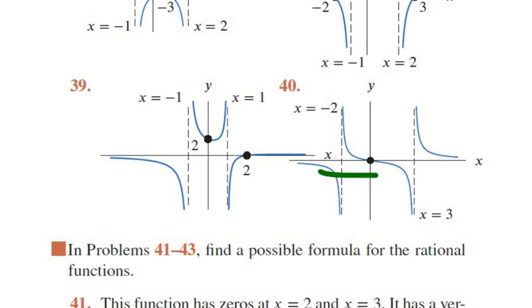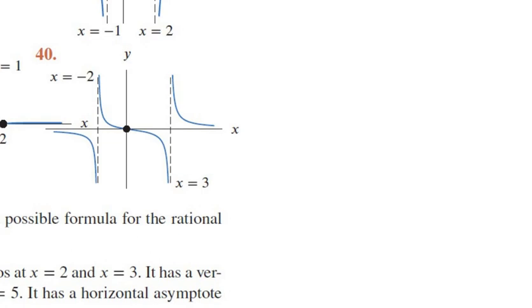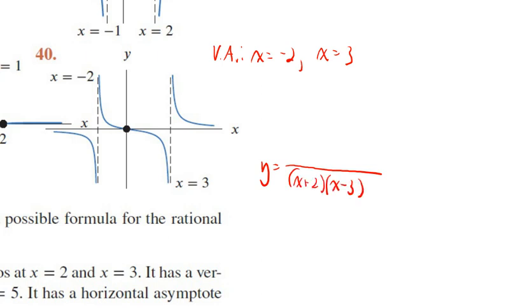All right. Let's do number 40 and maybe one of the word problems. All right. This one here, I've got two vertical asymptotes, x equals -2 and x equals 3. These graphs aren't showing me any holes. So I definitely have to have x plus 2, x minus 3 on the bottom.